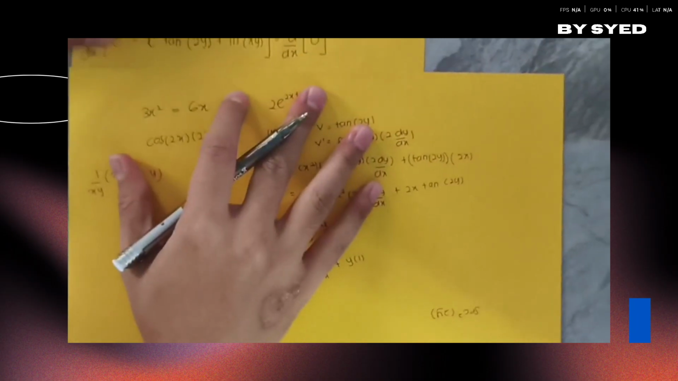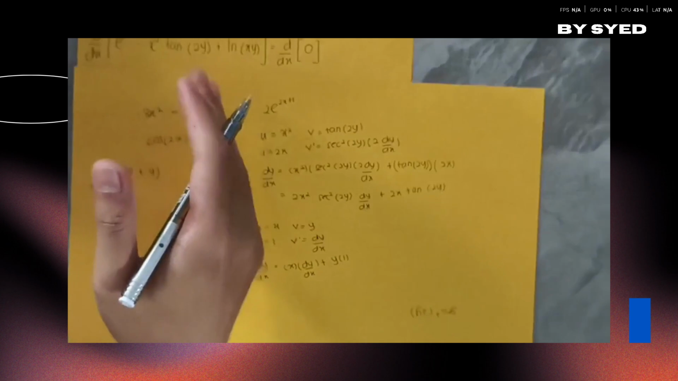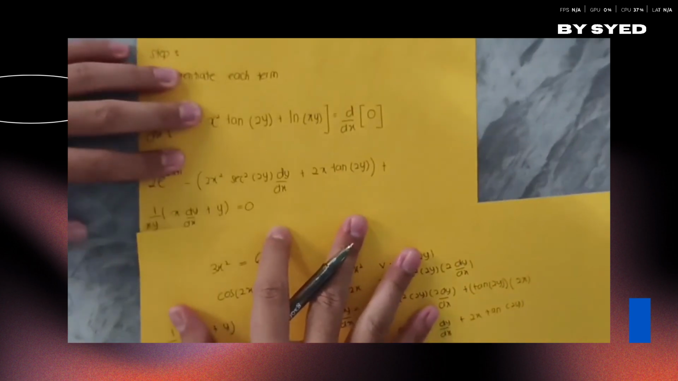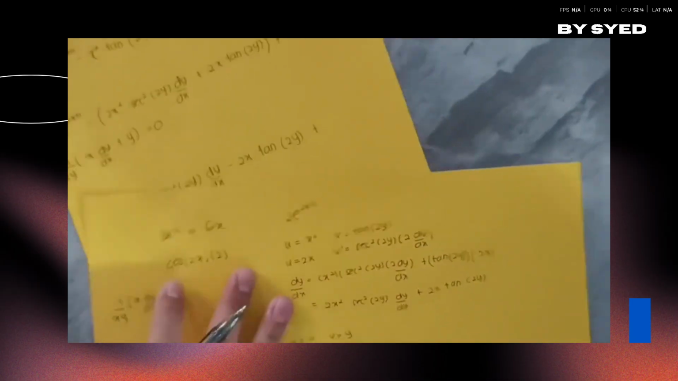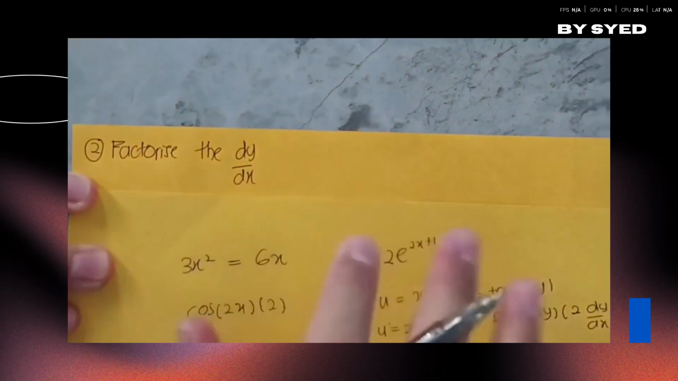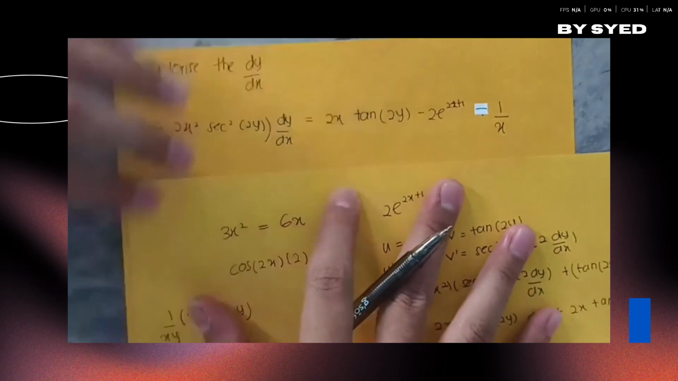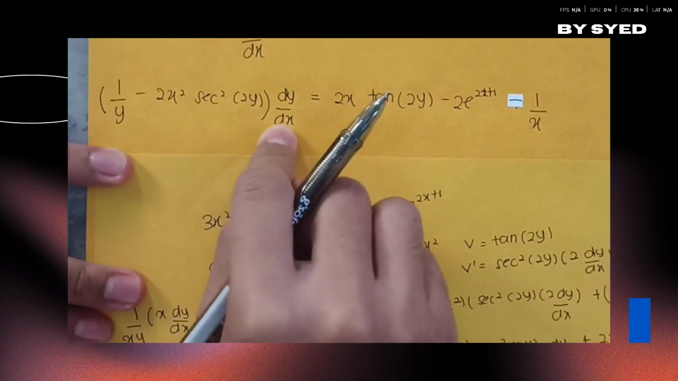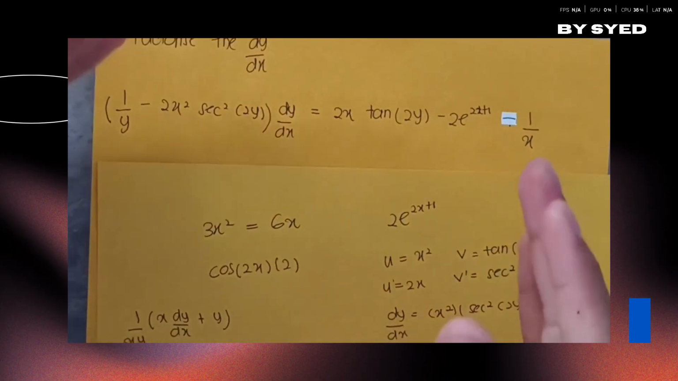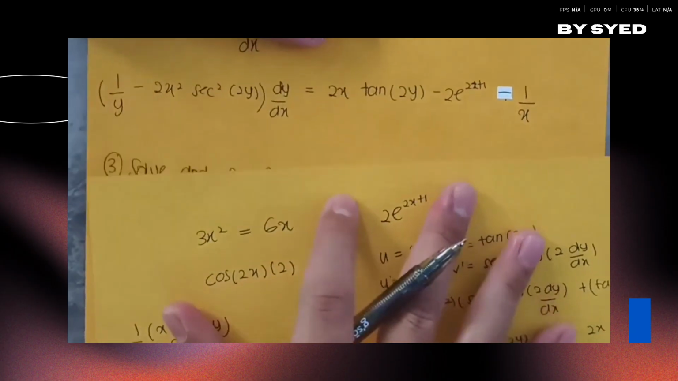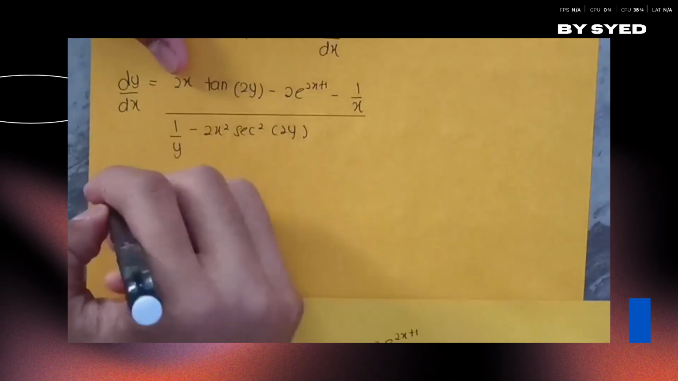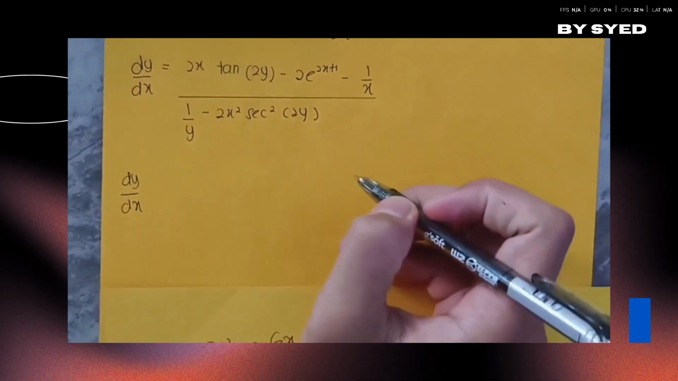So after that, you need to substitute back into the equation. You will get this. After that, next step, you need to factorize the dy over dx like this, which is dy over dx, you move to this left side, and the other terms you need to move to the other side. After that, you need to solve and simplify the dy over dx. So let's finish it.